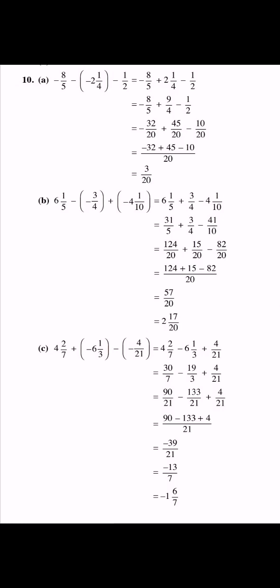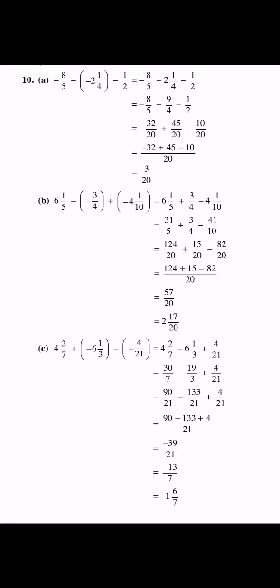Moving on, we will simplify our second term, which is 2 whole 1 divided by 4, by multiplying 4 with 2, which gives us 8, and adding 1 to the 8, it will become 9 divided by 4. So our three terms are now simplified in fractional form, and moving on, we will adopt the method of common denominator, and for that we will multiply our first term, which is minus 8 divided by 5, with 4 divided by 4, our second term, which is plus 9 divided by 4, with 5 divided by 5, and our third term, which is minus 1 divided by 2, with 10 divided by 10.